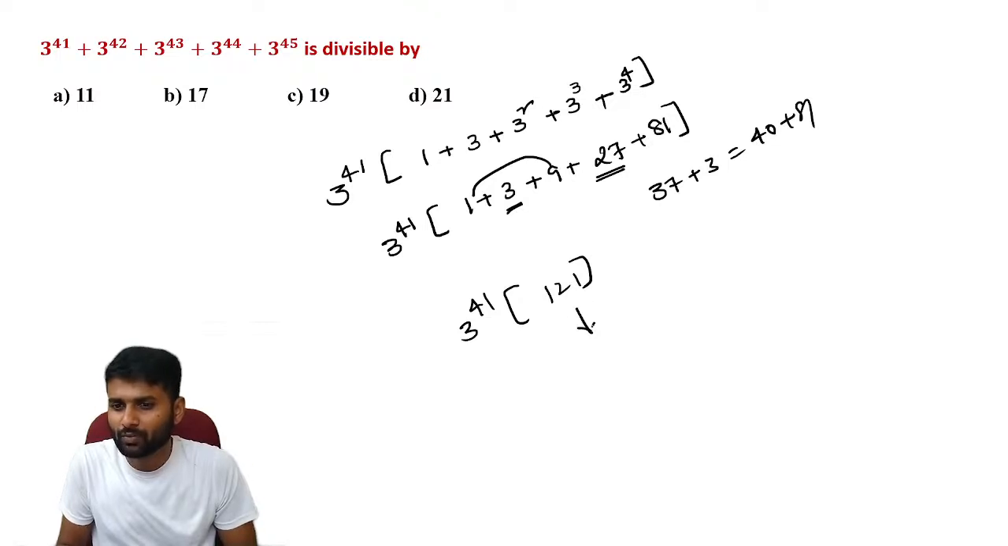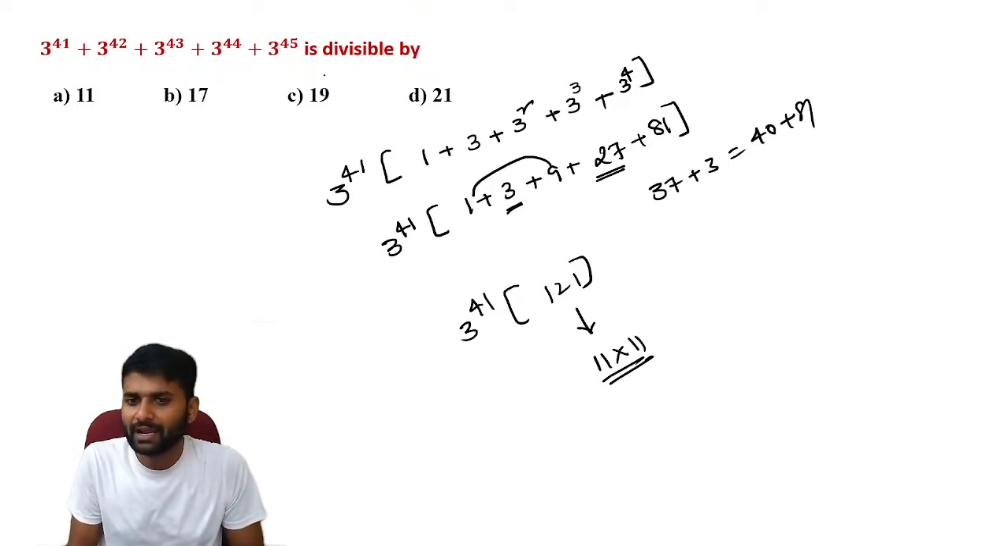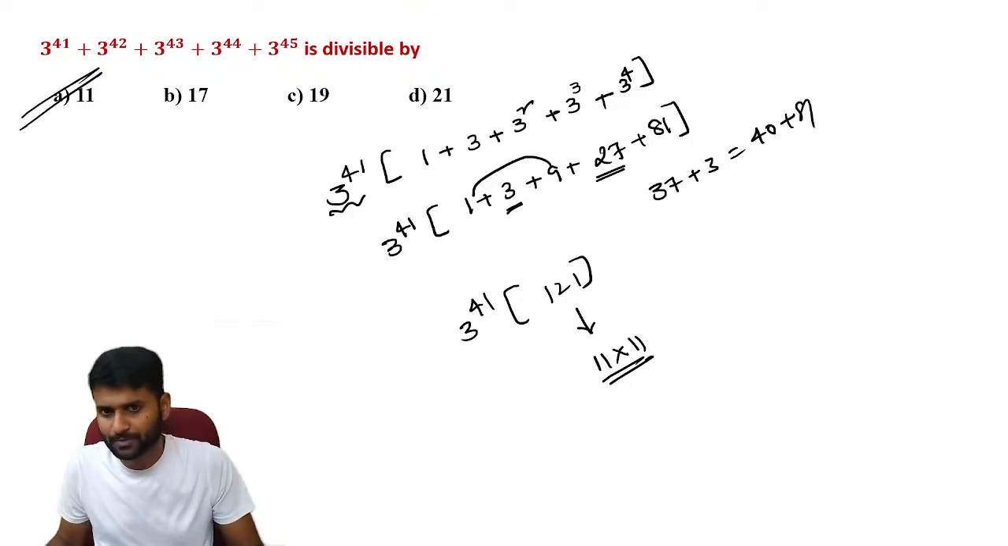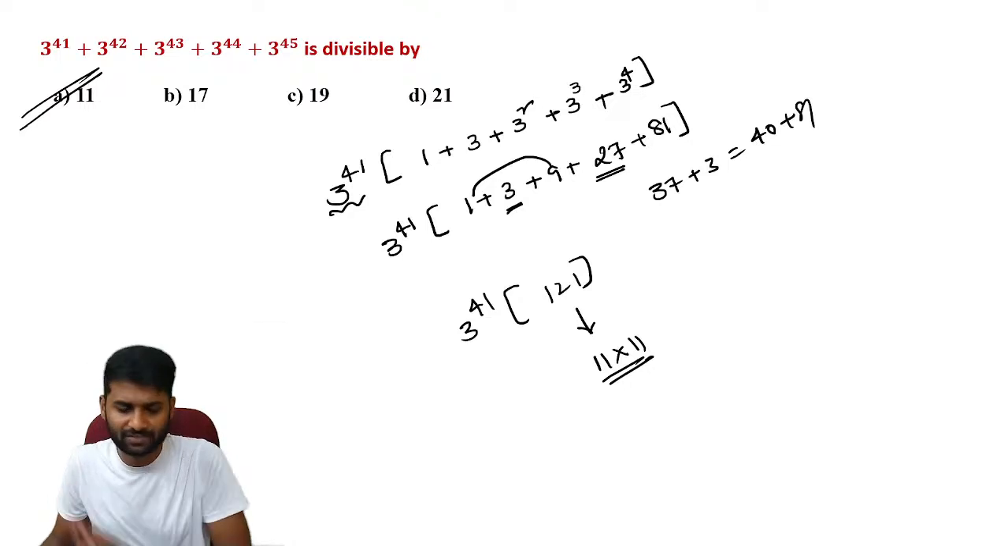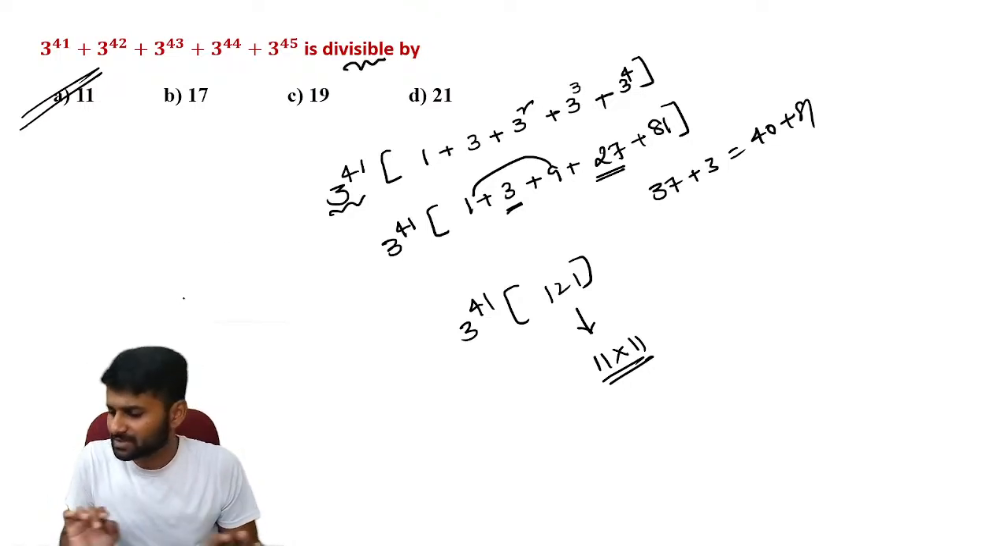And you already know that 121 is exactly divisible by 11. Why? Because 11 into 11 is equal to 121. So according to the question, the entire resultant is divisible by 11. That's it, guys. So take 3 power 41 as common, identify the individual terms and add all the numbers, you will get 121. Then you have to verify in which of the following options you will find 121. So definitely 121 is divisible by 11 table. That's why the number is exactly divisible by 11.